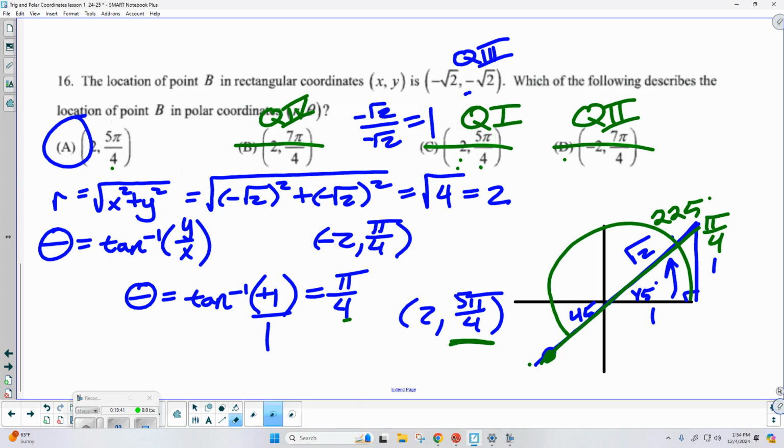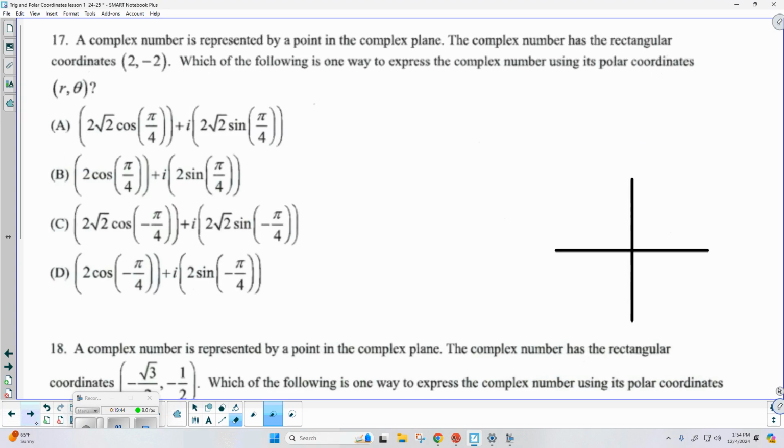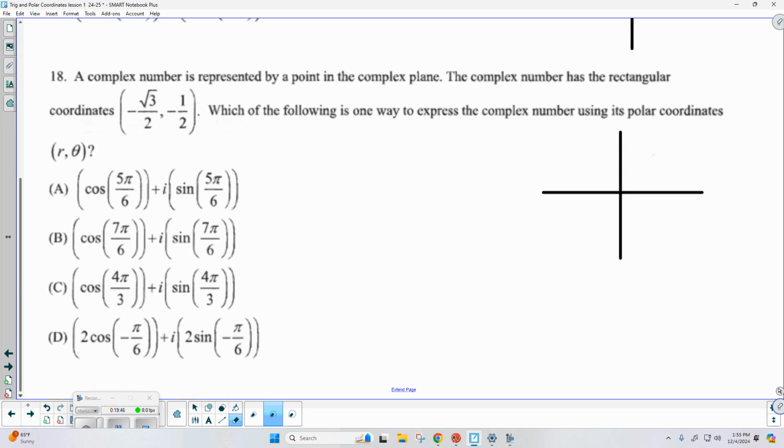Okay, so the next one is number 18. We didn't work 18, did we? Because I remember some classes did work it that Friday before the break. So let's talk about the complex plane. A complex number is represented by a point in the complex plane. The complex number has a rectangular coordinate of negative root 3 over 2 and negative 1/2. Which of the following is one way to express the complex number using its polar coordinates?